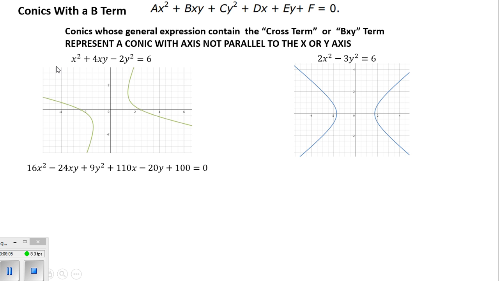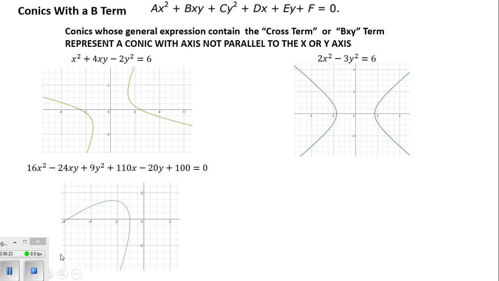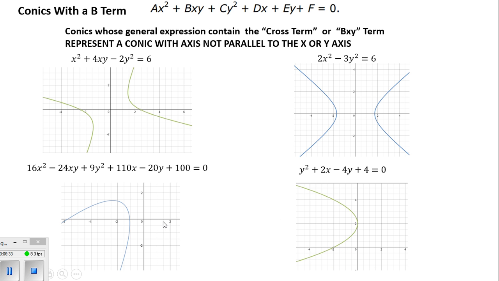Here's another one. Here's a full conic representing all A through F terms. And of course, you want to know what it is. Well, it is a parabola. Parabolas without the B term would not have two terms squared, and here it is. Here's the alternate version of that parabola that has been determined by the rotation of axes protocol, which we'll talk about in just a minute.